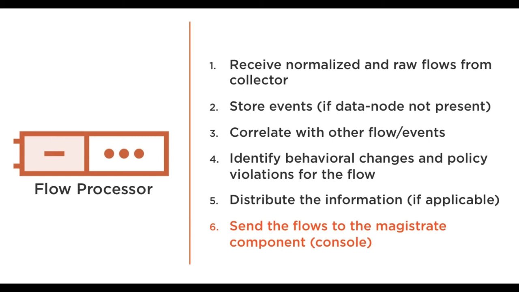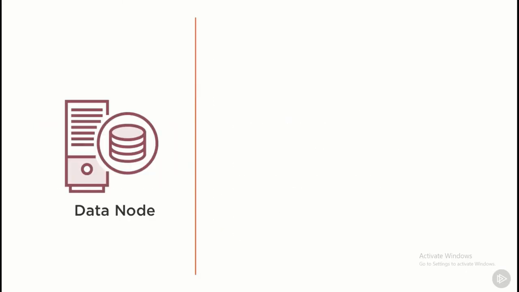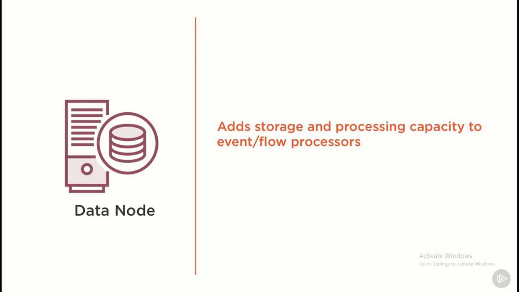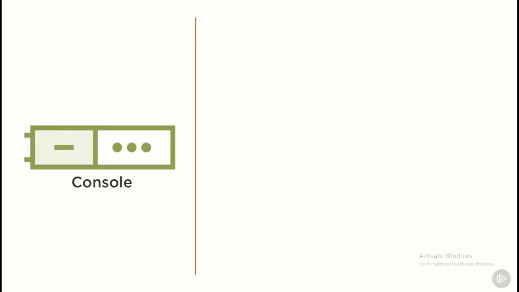Both the event processor and the flow processor can be integrated with the data node, which basically adds storage and processing capacity to events and flows. It mainly increases the search speed and stores a large amount of data.